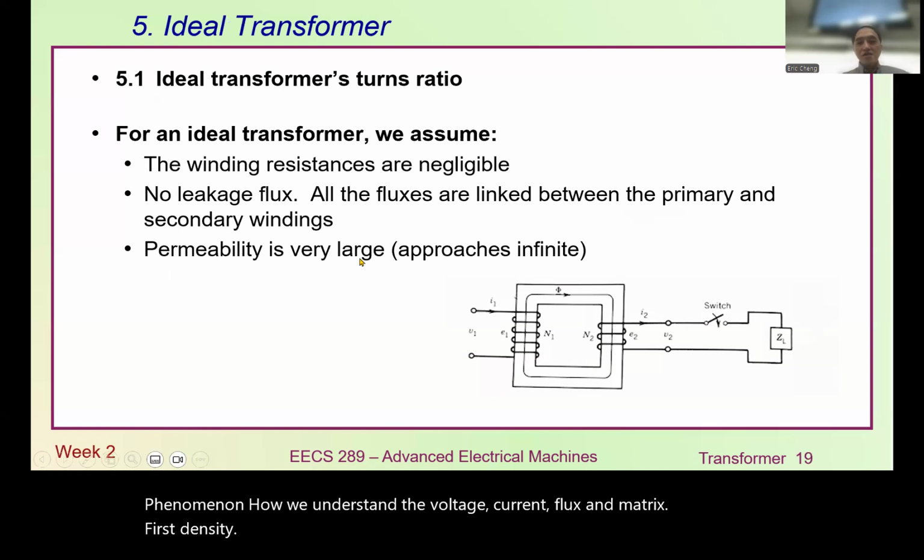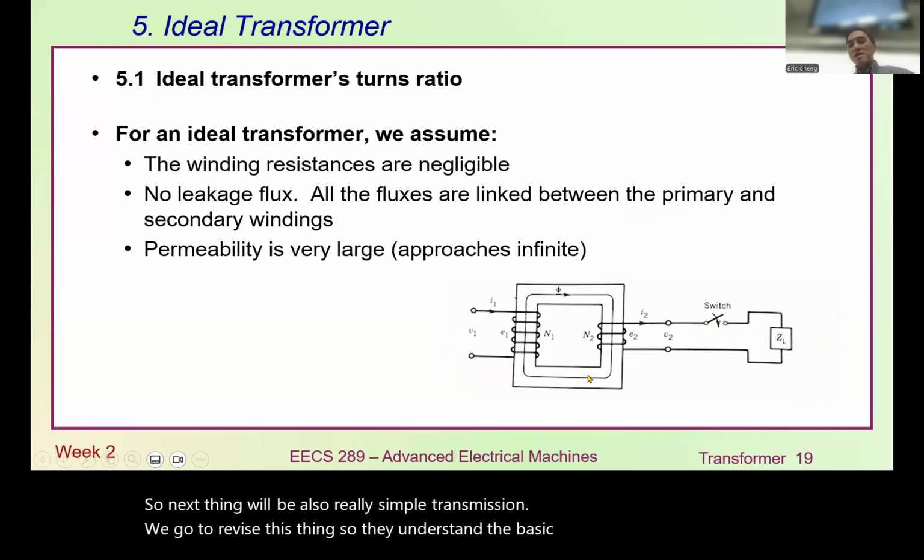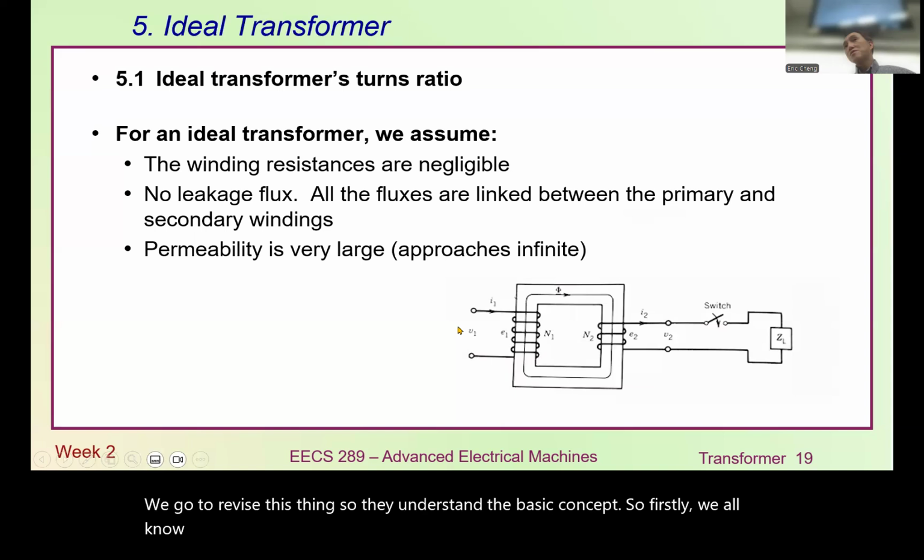So the next thing will be also really simple: the turns ratio. We go to revise this so they understand the basic concept. Firstly, we all know that the voltage conversion ratio is equal to the turns ratio. We all know that, right? We learned it. But how does the formula come from?